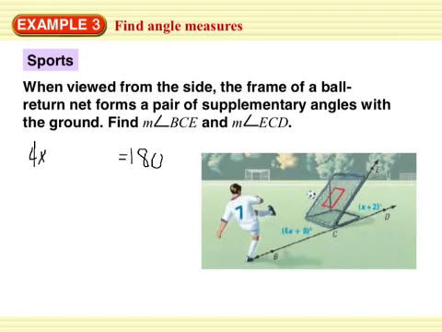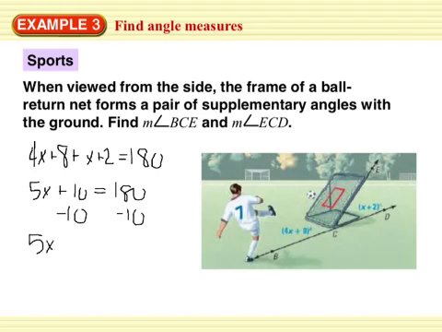BCE is 4x plus 8, plus ECD is x plus 2. Collect like terms. 5x plus 10 equals 180. Subtract 10 from both sides, 5x equals 170. Divide both sides by 5, and x equals, 5 goes into 17 3 times, 5 goes into 20 4 times, x equals 34. Okay? Step 2, I need to turn the page and finish the problem.